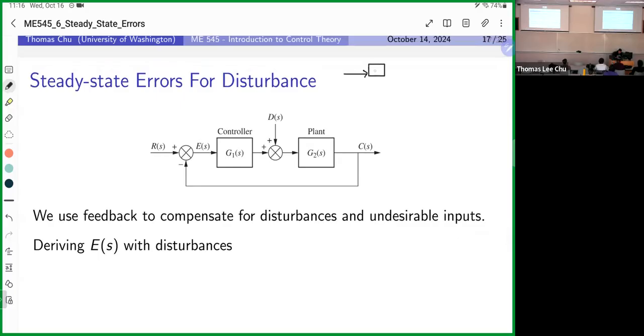I have the controller, I have my plant, and we can have disturbance appear here. Sometimes maybe the disturbance is actually not external. Maybe it's modeling error from the plant, but we just put it there saying that the plant is affecting the output reading. So we have disturbance there. That's another source of disturbance.